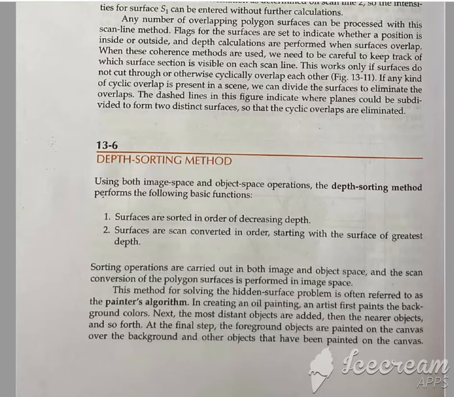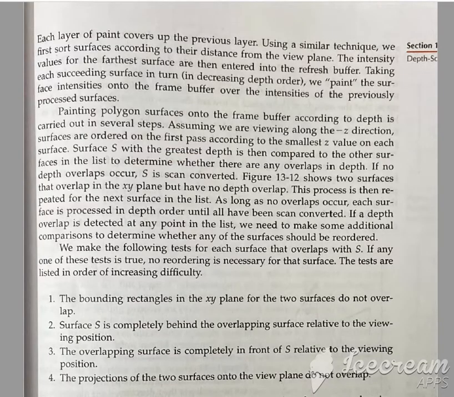And in this algorithm, we are making the assumption that we are viewing in the negative Z direction. That is, the viewer is sitting in the positive Z direction, viewing toward the negative Z direction. And we are using the term depth overlap in this algorithm. It means overlap in the Z value. When there is a depth overlap, we need to check four cases.